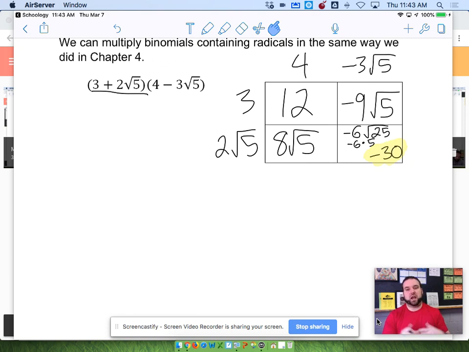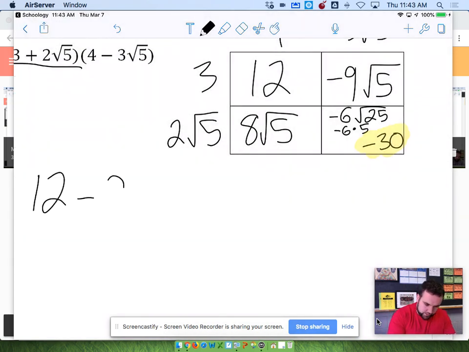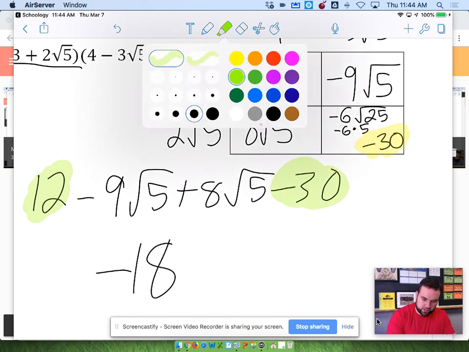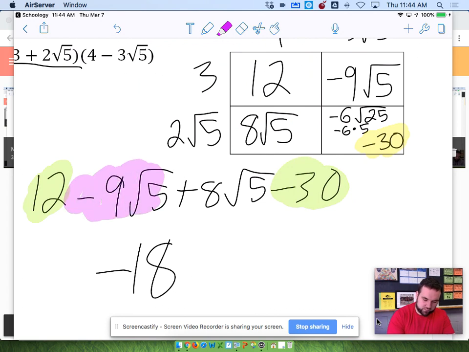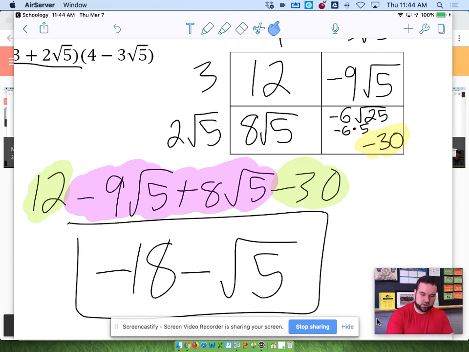And now with the box method, we're basically going to combine like terms with the stuff that's in the box. So I have 12 minus 9 root 5 plus 8 root 5 minus 30. Well, it's clear that these are both just whole numbers. 12 minus 30, that's just going to give me negative 18. And then we have negative 9 root 5 plus 8 root 5. They're the same radicands, so I know I can add them together. Negative 9 plus 8 is negative 1. So you can put negative 1 root 5 or just negative root 5. And there's our end result.